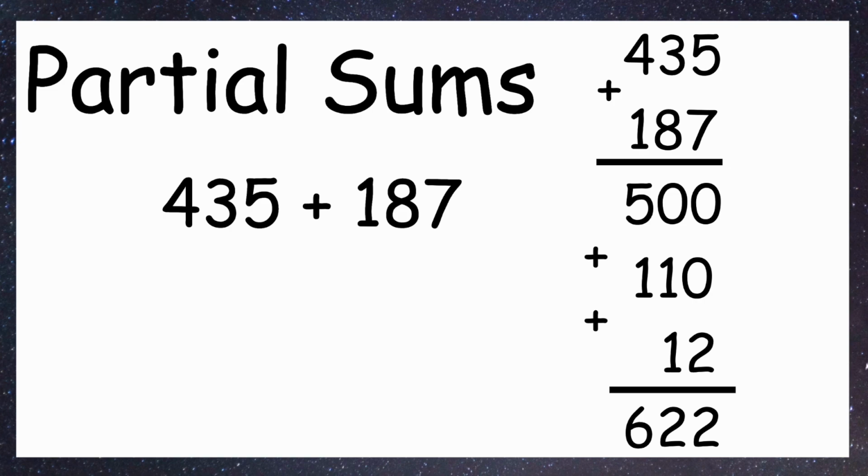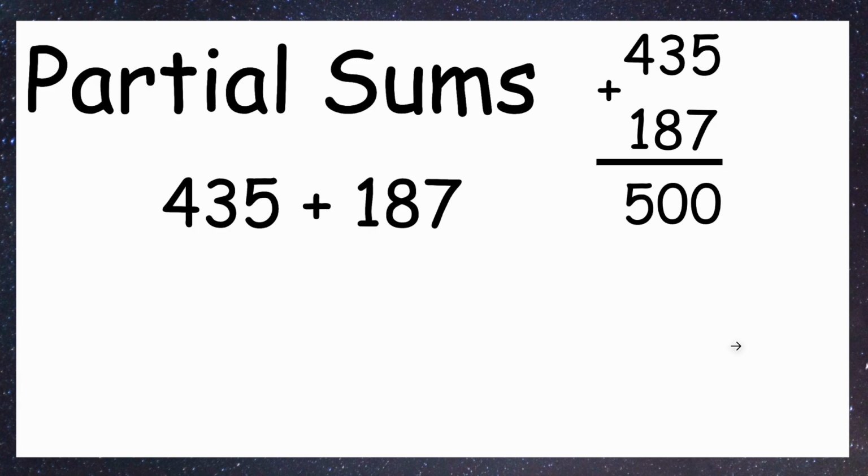Partial sums. This one is kind of what a lot of us do in our brains already. We just didn't have a name for it. Partial sums, we're looking at adding our hundreds. 400 plus 100 is 500. Now we're going to go to our tens place. And yes, it's the digit 3 plus the digit 8. But they're in the tens place, so they're not 3 and 8. They're actually 30 and 80.